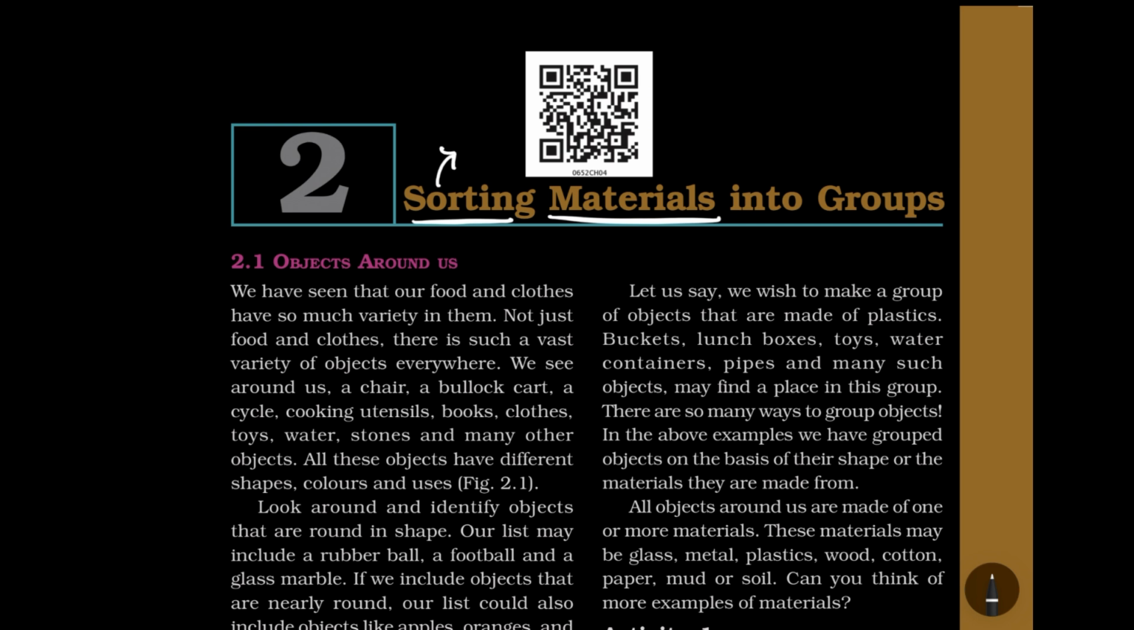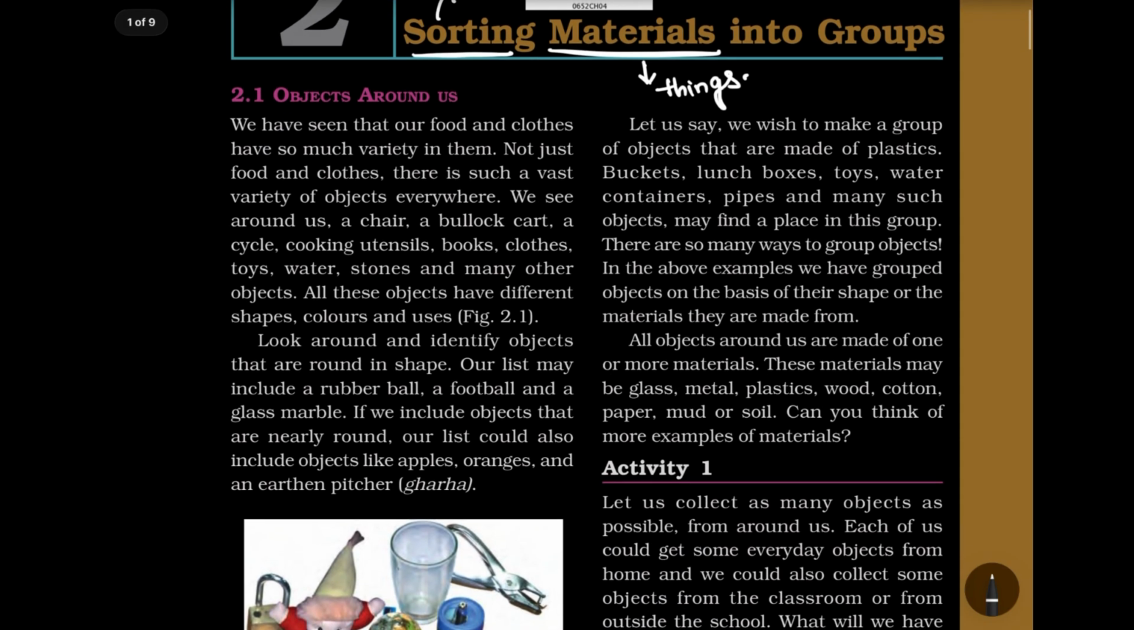This is going to be the second chapter. The meaning of sorting is dividing. So what does dividing mean? Materials means things, whatever they may be, the objects, things, materials, into what? Into groups. You should classify the materials into groups. This is going to be the second chapter.